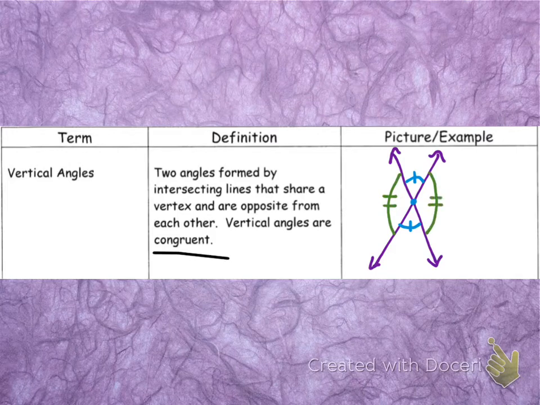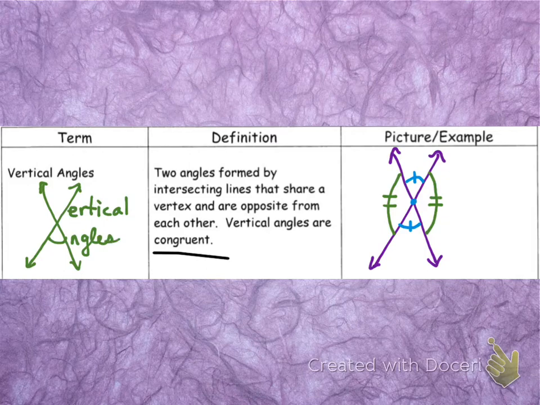So two pairs of vertical angles are created with two intersecting lines. And then over by the vocabulary word, I'm just going to draw a little kind of memory device for vertical angles where you can write the word vertical angles, just to kind of remember how they're formed.